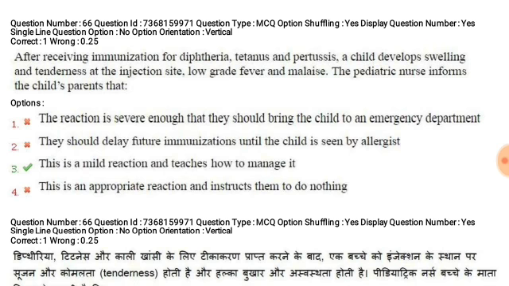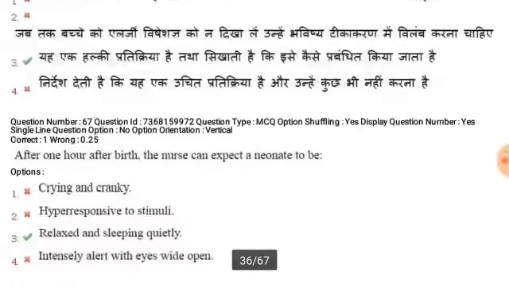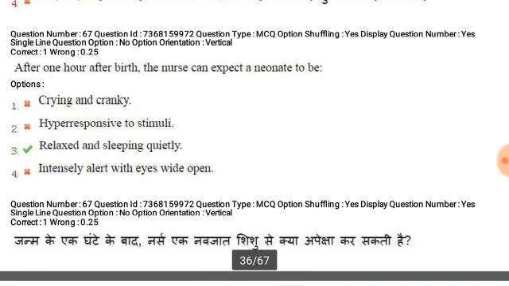67. One hour after birth, the nurse should expect a neonate to be: 1. crying and cranky, 2. hyperresponsive to stimuli, 3. relaxed and sleeping quietly, 4. intensely alert with eyes wide open. So answer is third, relaxed and sleeping quietly.